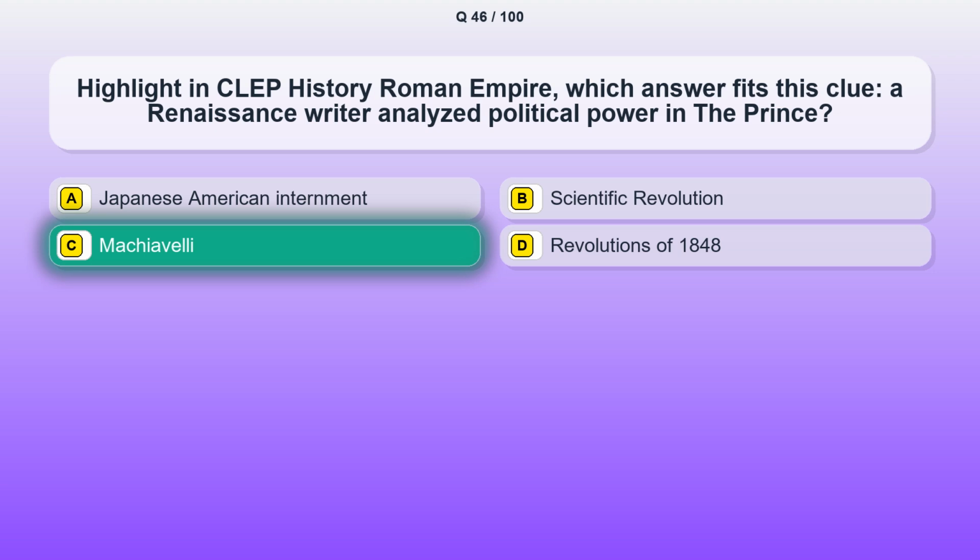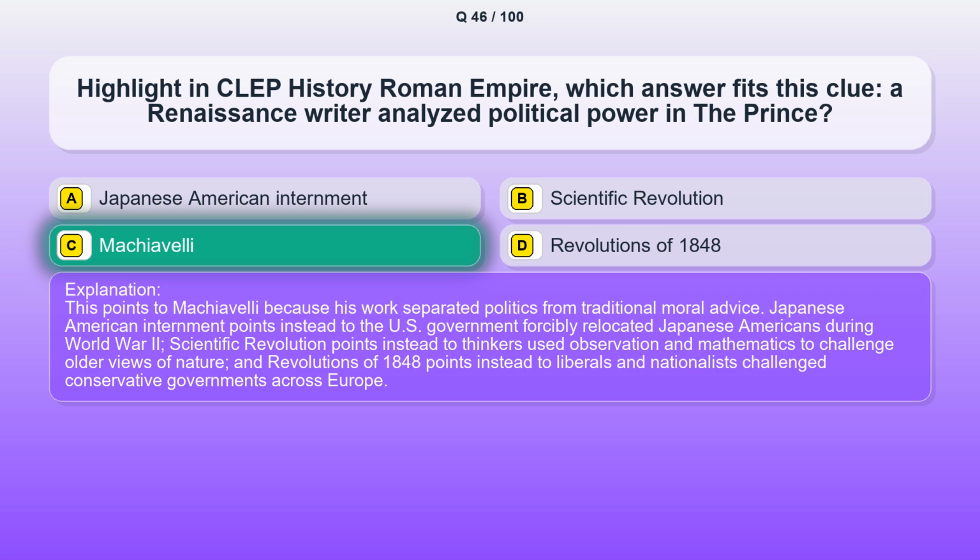The correct answer is option C, Machiavelli. This points to Machiavelli because his work separated politics from traditional moral advice. Japanese-American internment points instead to the U.S. government forcibly relocated Japanese Americans during World War II. Scientific revolution points instead to thinkers used observation and mathematics to challenge older views of nature, and revolutions of 1848 points instead to liberals and nationalists challenged conservative governments across Europe.